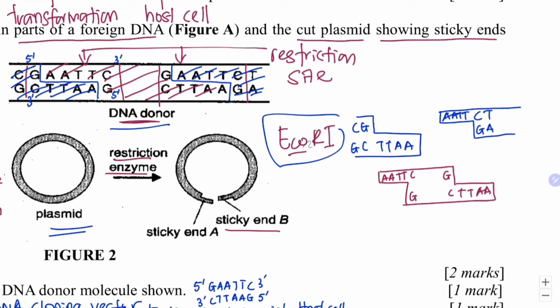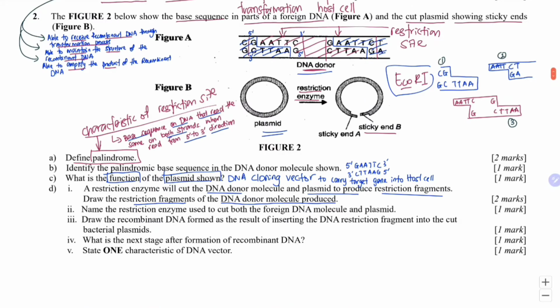So ingat tadi saya kata oleh kerana ada dua restriction site, so enzyme tu akan cut dekat dua tempat yang berbeza dan menyebabkan ia akan menghasilkan 3 fragment yang berbeza. So fragment yang pertama, fragment yang kedua, fragment yang ketiga. So make sure lukis tiga-tiga fragment ini baru dapat 1 markah. 2 markah. So yang kiri yang kanan ni 1 markah. So yang tengah-tengah ni 1 lagi markah. So soalan ni dia bagi 2 markah.